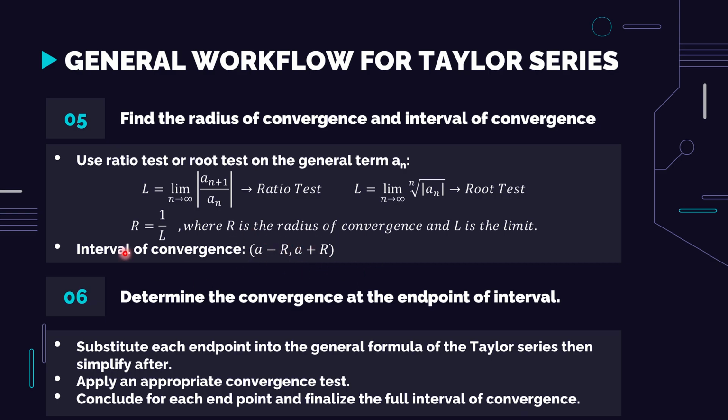And lastly, we have this last step: determine the convergence at the endpoints of the interval. From our interval of convergence, we will evaluate each of the endpoints, from the left and from the right. Evaluate if that point converges or diverges, so that you can conclude or finalize the full interval of convergence.